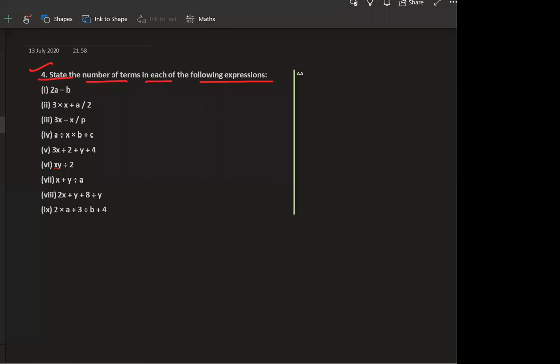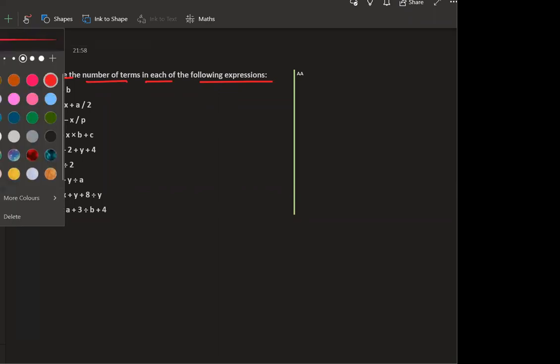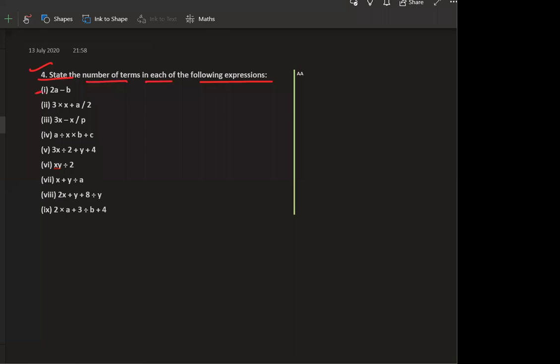So question 4 is saying state the numbers of terms in each of the following expressions. Number of terms means how many terms are there. For example, if we talk about the first, 2a minus b, how many terms are there? 2a minus b. Yusuf, Lavi, give me the answer. Abhigyana. Today Abhigyana is not writing the answers. I don't know whether she is in the class or not.